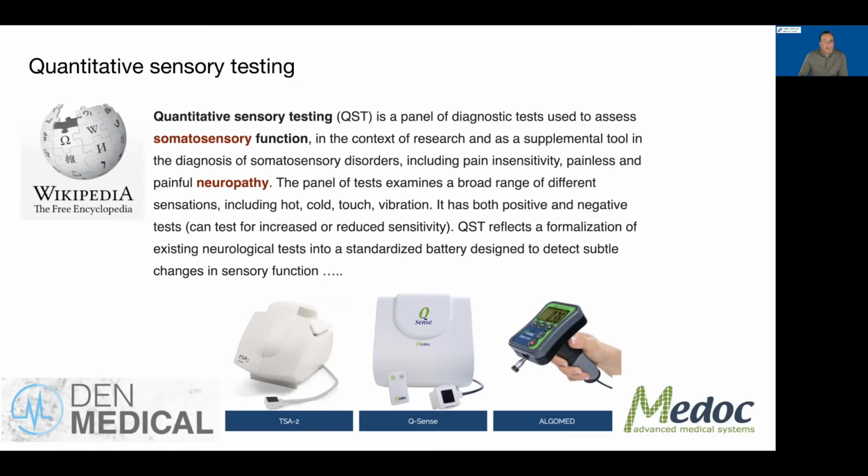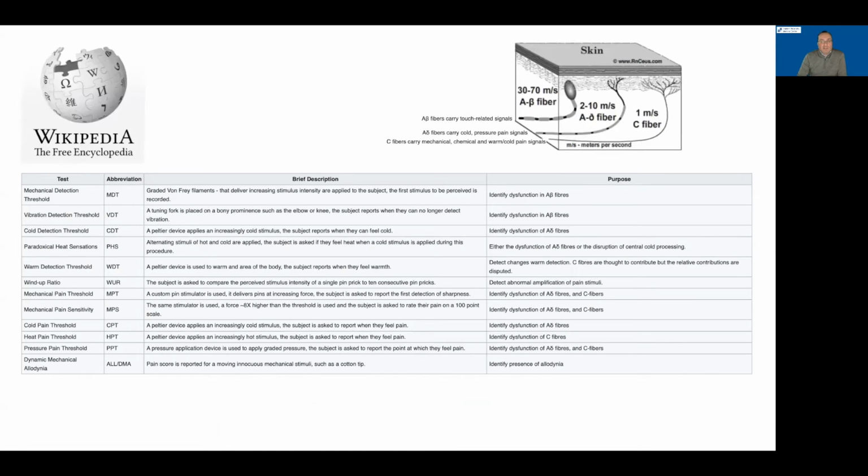Now, let's continue on this QST. So we talk about the panel of diagnostic tests. So what are we talking about? It's a whole series of tests. And these tests are developed to determine the functionality of specific nerve fibers in the skin. And on the top, you can see on the right side that the most important fibers related to sensations of pain, heat, cold, touch, are the A beta fibers, the A delta fibers, and the C fibers.